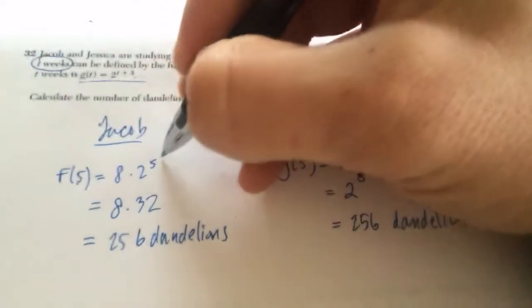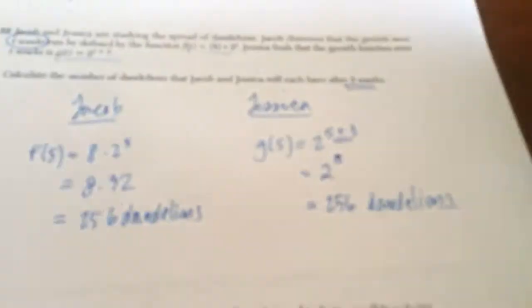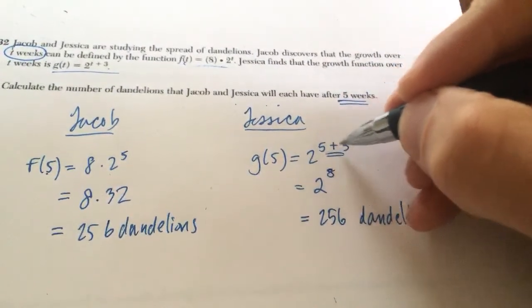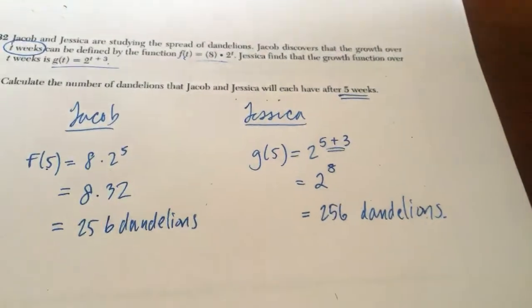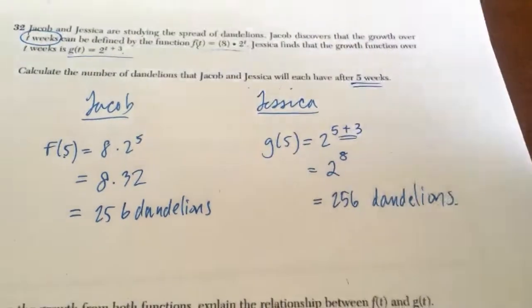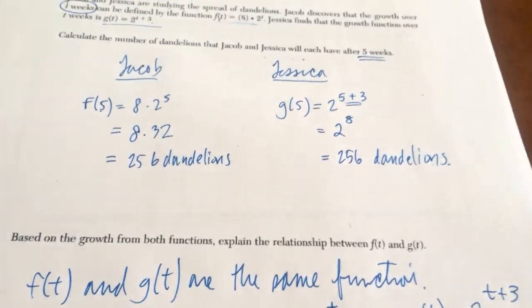So I have 8 times 2 to the 5th. 2 to the 5th is 32. 8 times 32 is 256. G of 5 equals 2 to the 5 plus 3. I evaluate those first. 5 plus 3 is 8. I get 256.